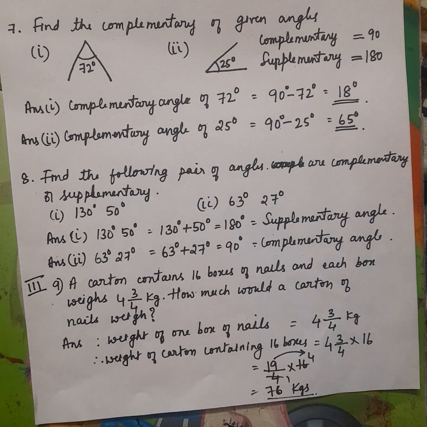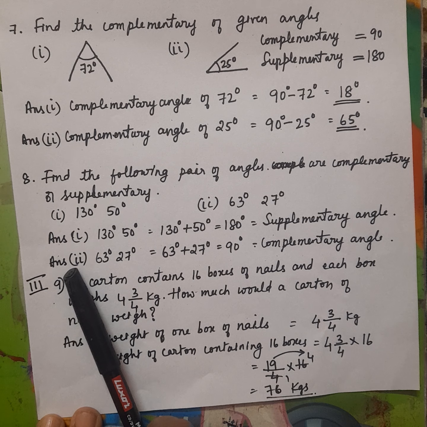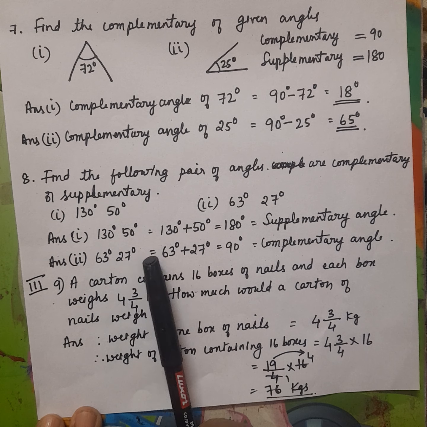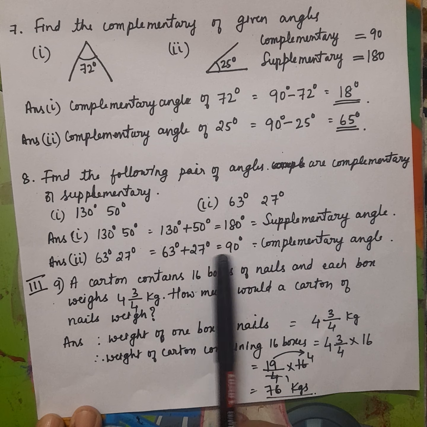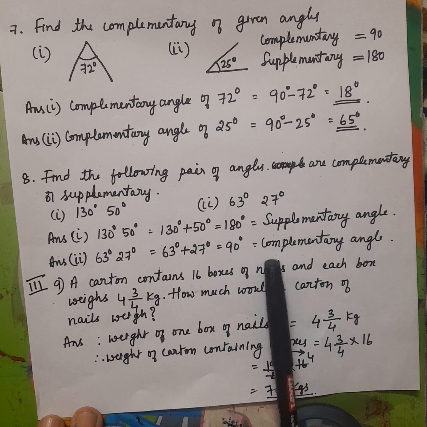As you know, 180 degrees is a supplementary angle. And next, number 2, 63 degrees and 27 degrees. If we add both these two, 63 and 27, it will become 90. That is a complementary angle.